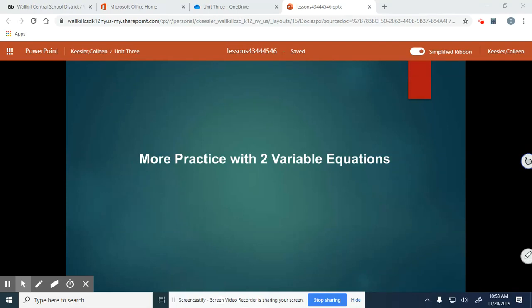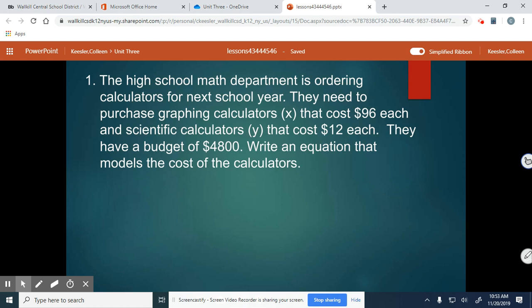Hey gang, today we're going to do some more practice with two variable equations. First, the high school math department is ordering calculators for next school year. They need to purchase graphing calculators, which will be X, that cost $96 each, and scientific calculators Y, that cost $12 each. They have a budget of $4,800. Write an equation that models the cost of the calculators.